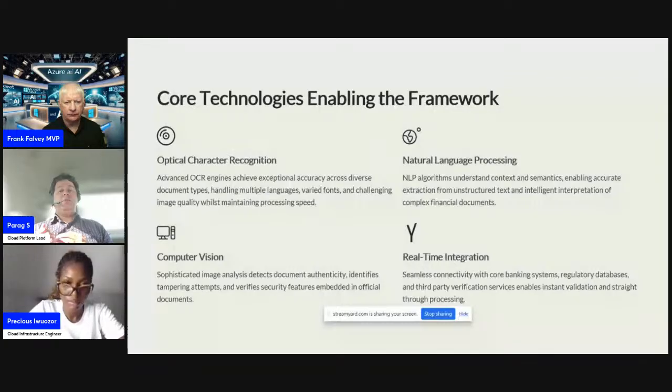NLP, which is natural language processing. These algorithms understand the context and semantics, enabling accurate extraction from unstructured text and intelligent interpretation of financial documents. Computer vision, sophisticated image analysis, detects document authenticity, identifies tampering attempts, and various security features embedded in official documents. And real-time integration, which is seamless connectivity with core banking systems, regulatory databases, third parties, etc., to validate and make it as automated as possible.